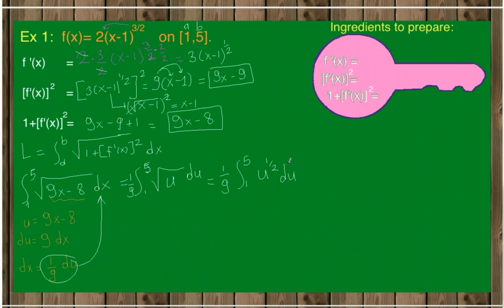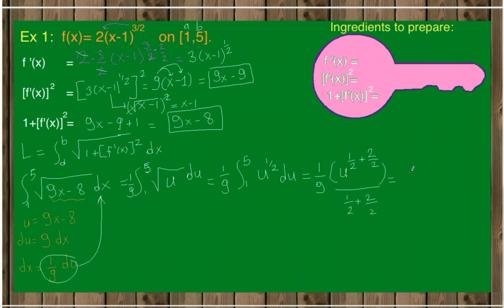Now it's easy to take the antiderivative of this. We can apply the power rule. 1/9 is in front. When we take the antiderivative, we add 1. So u to the 1/2 plus 1. You can choose 1 as 2 over 2. And we're going to divide by whatever the power is, which is 1/2 plus 2 over 2.